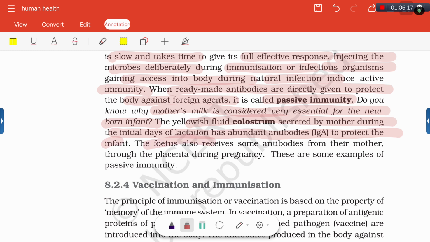The fetus also receives antibodies from the mother through the placenta during pregnancy. May I know that antibody, please? IgG. These are some examples of passive immunity.